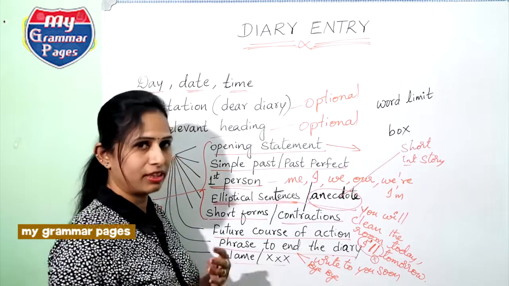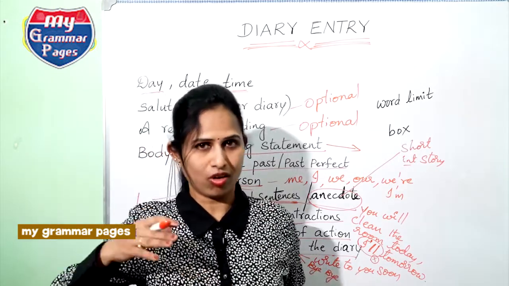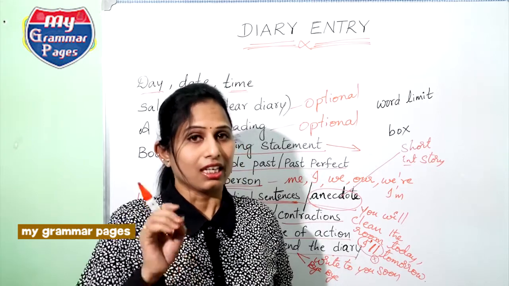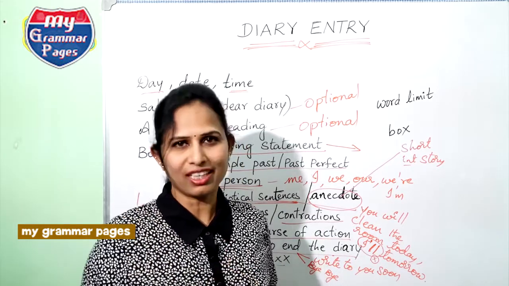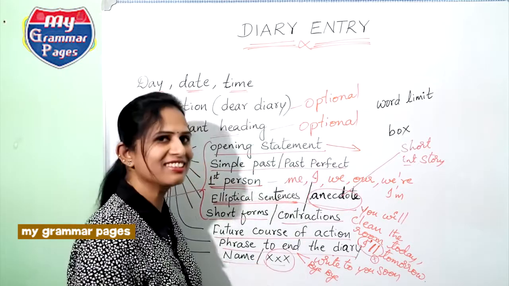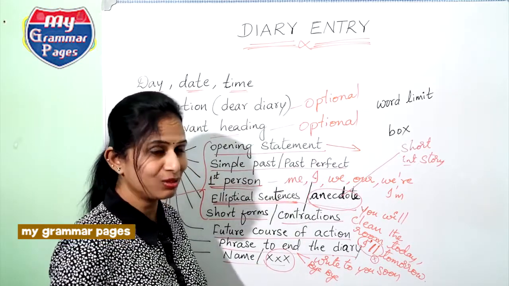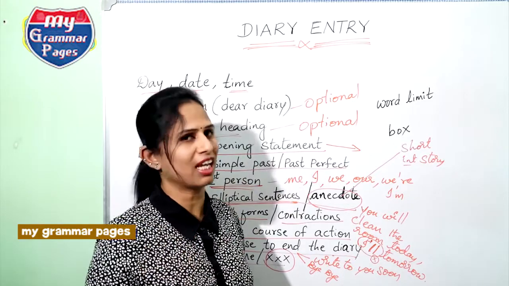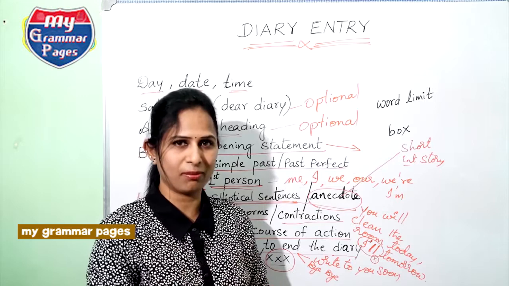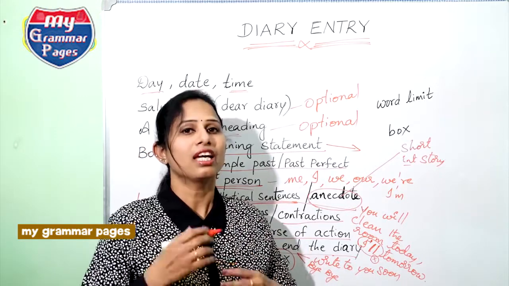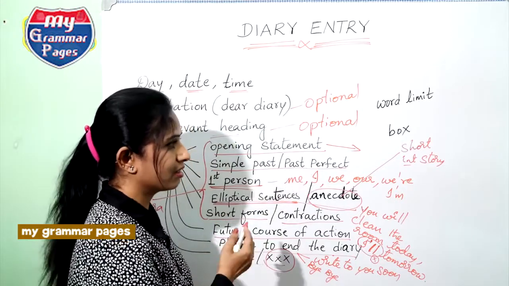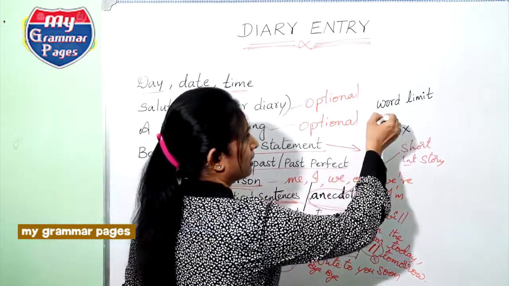After that, towards your left hand side corner or your right hand side corner, write the name of the person. If the name of the person is not given in the question paper, write only XXX. Please do not mention your own name in the diary entry. Please follow the question paper. If the name is given, write the same name. If the name is not given, put XXX. And the next thing I'm going to tell you is the box.